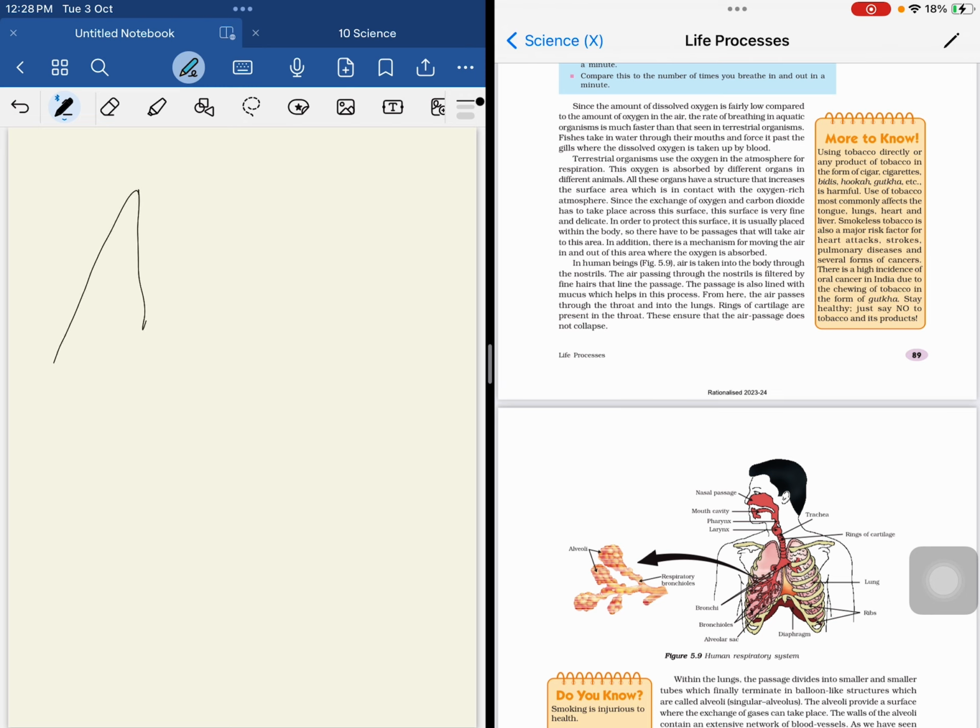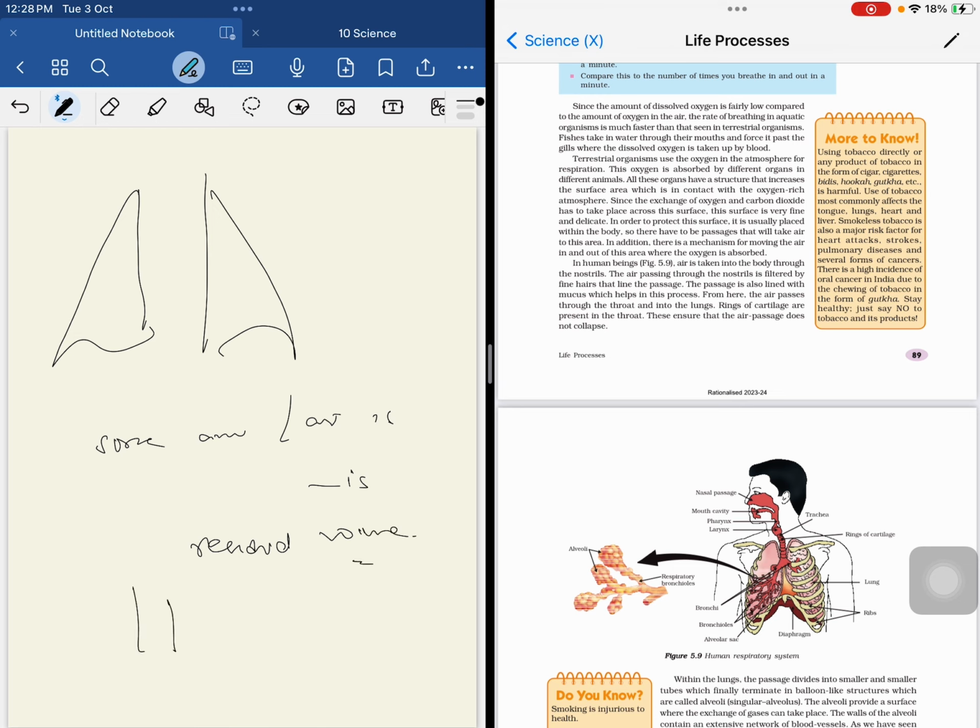However, in the lungs, in the alveoli, some amount of air is always present. It is called residual volume. And the trachea is surrounded with cartilage, semi-closed ring-like structures. This cartilage prevents the collapse of the trachea. So to prevent collapse, this cartilage is around.